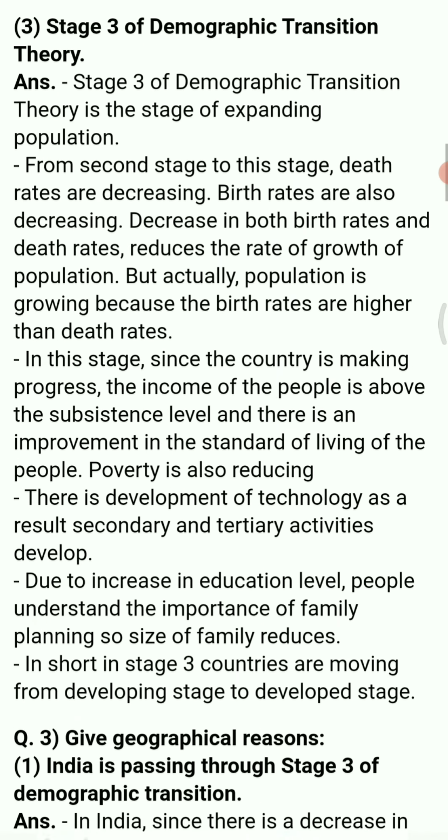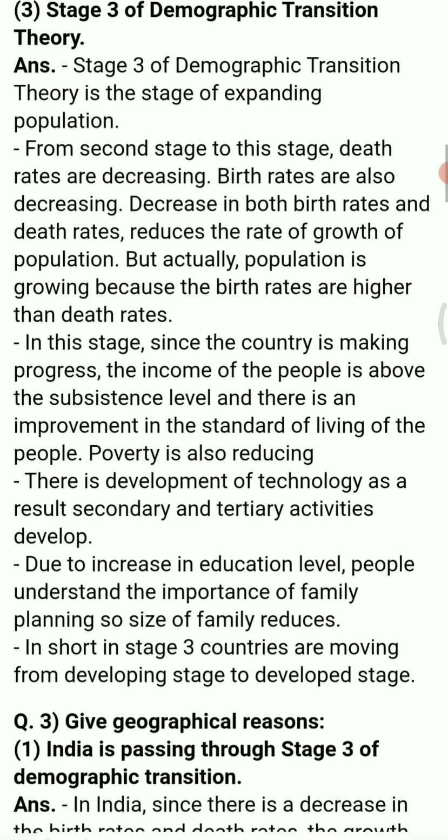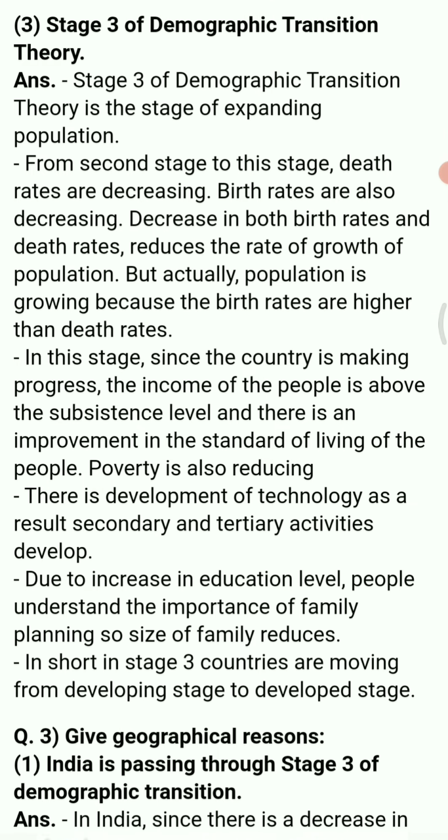Now the next short note is based on stage 3 in demographic transition theory. So we all are aware of demographic transition theory. We are going to talk about stage 3, which is called the expanding population stage. From the second stage to this stage, the death rates are always decreasing. We have already seen that in the first stage the death rate is high, but in the second and third it gradually decreases. Birth rates are also decreasing.